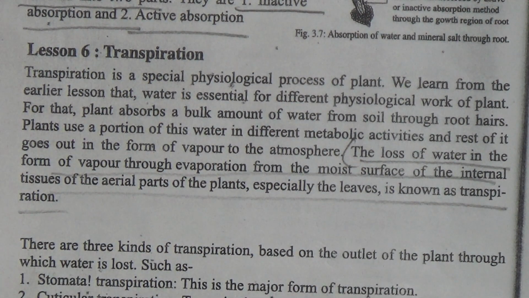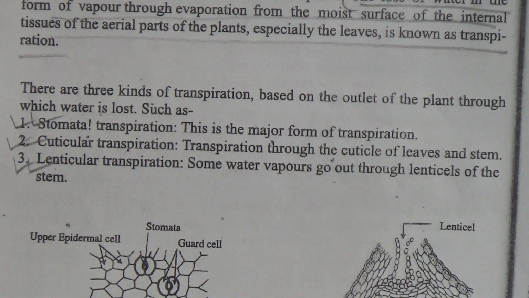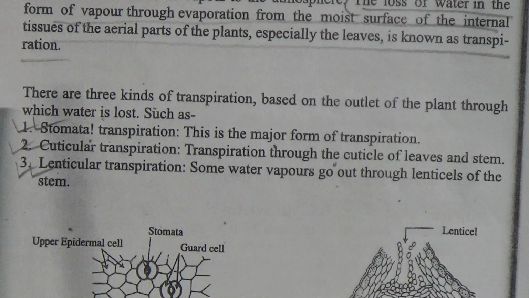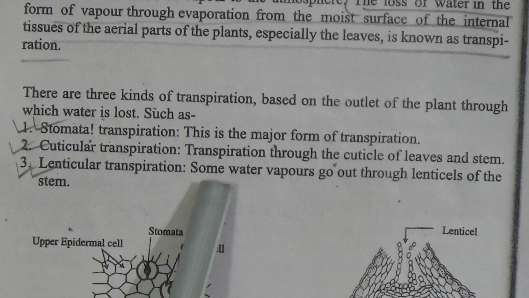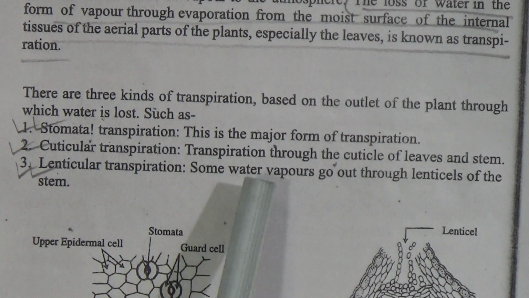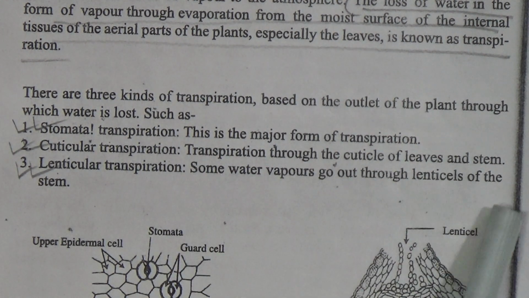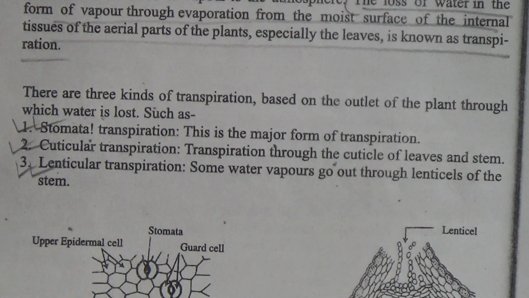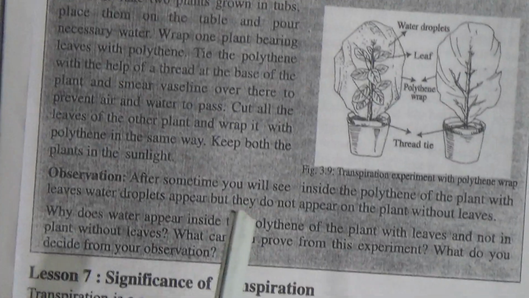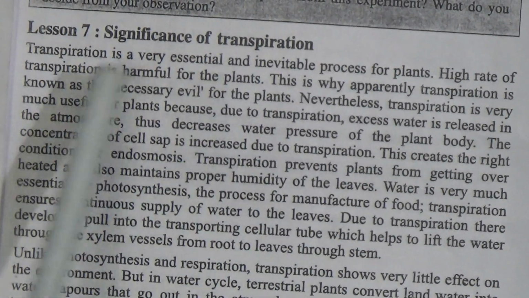There are three kinds of transpiration. Number 1 is stomata transpiration, number 2 cuticular transpiration, and number 3 lenticular transpiration. Stomata transpiration is the major form of transpiration. Cuticular transpiration is through the cuticle of leaves and stems. In lenticular transpiration, some water vapors go out through lenticels of the stem. My dear students, see the figure. This is stomata and this is lenticel. The stomata can be seen under a simple microscope and lenticels of stem can be seen easily with naked eyes. Then next topic, significance of transpiration.